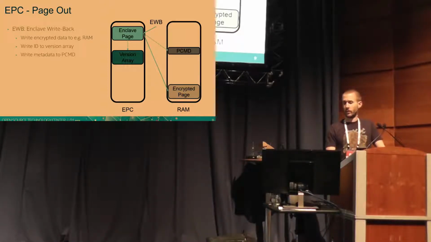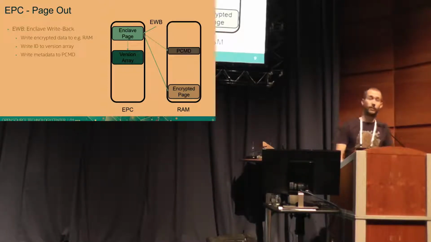And then there's another structure that resides outside of the EPC called the paging crypto metadata block, and the EWB instruction also jams some data in here. It's just metadata about the page and about tying it to the version array, so that when you want to bring it back in, the metadata for the page resides there, so you can correctly verify that, yeah, this is the page for this enclave and its data is intact, et cetera.